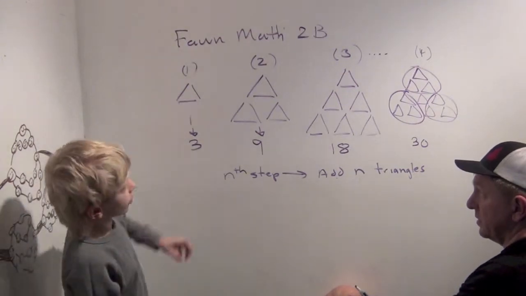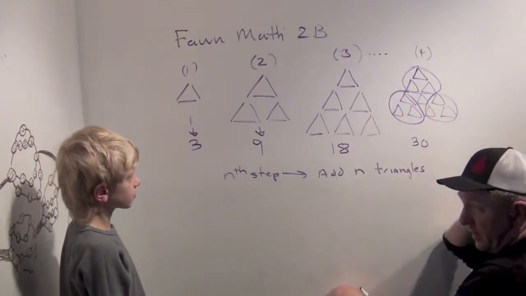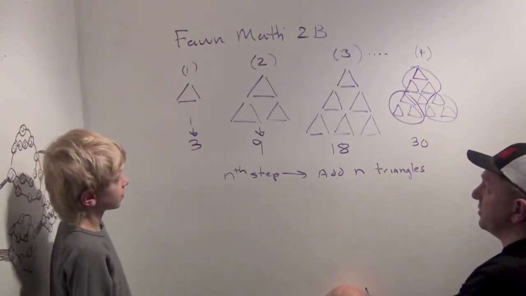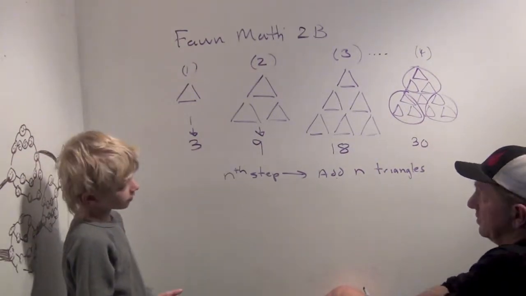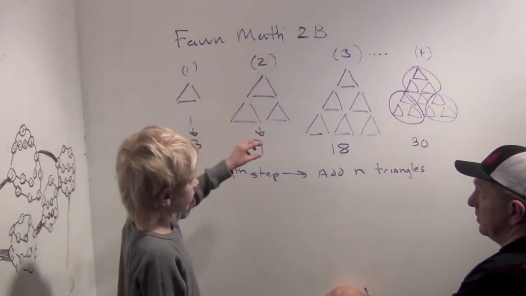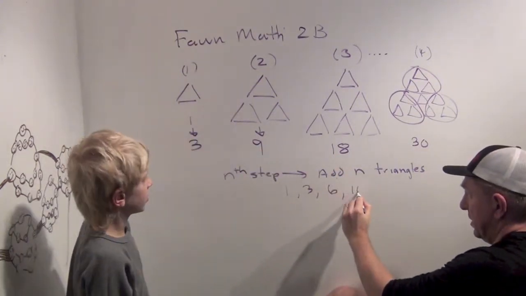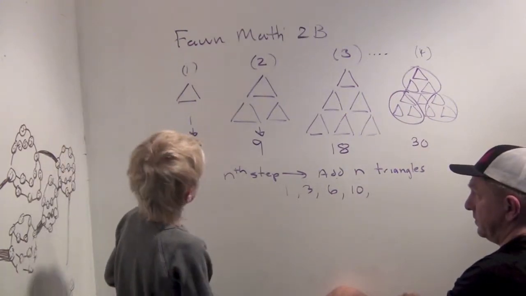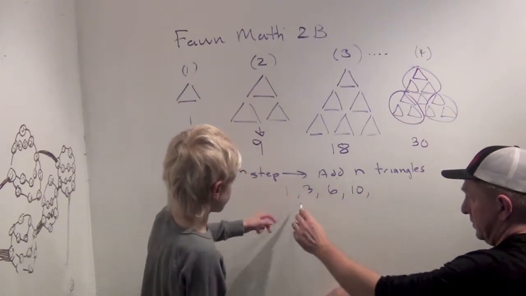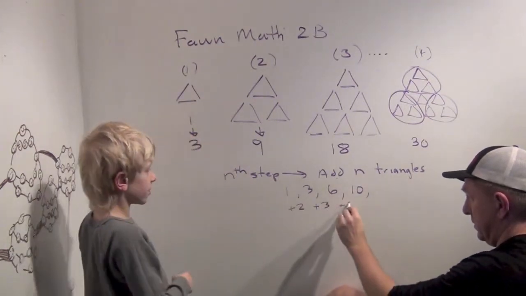Well, on each triangle, there's 3 toothpicks. Right? So once we figure out the number of triangles, then we just have to multiply by 3 to get the number of toothpicks. Yeah. So now we just have to figure out the number of triangles. The number of triangles. Well, there's 1, 3, 6, 10. Well, this is what you're adding on: 2 here, plus 3 here, and plus 4 there.